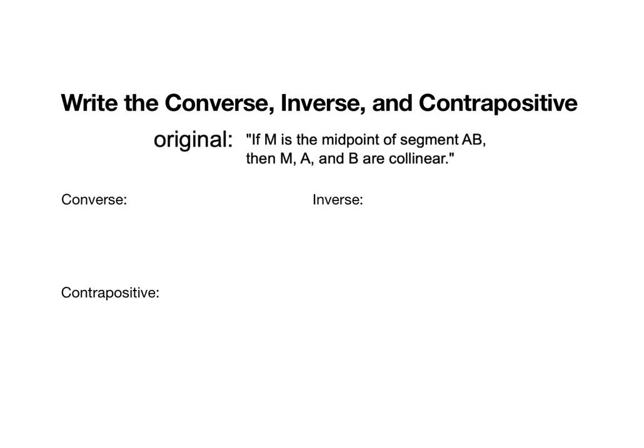I want you to take this statement: if M is the midpoint of segment AB, then M, A, and B are collinear. Write the converse, the inverse, and the contrapositive of that statement. Press pause on your video, and when you're ready for the explanation, press play again.